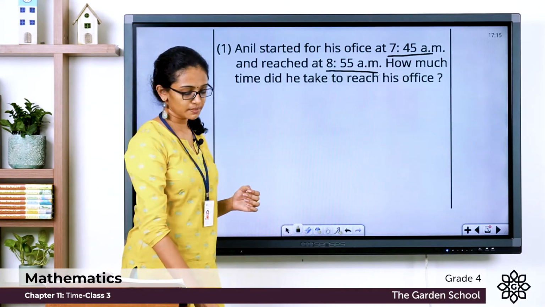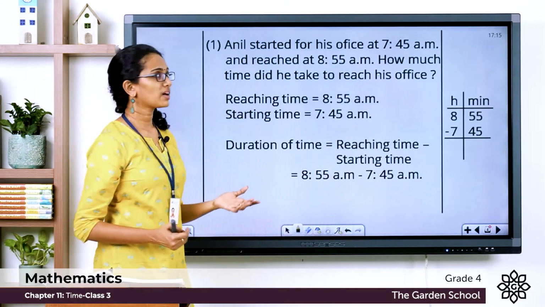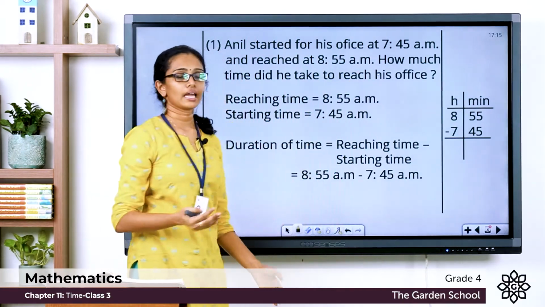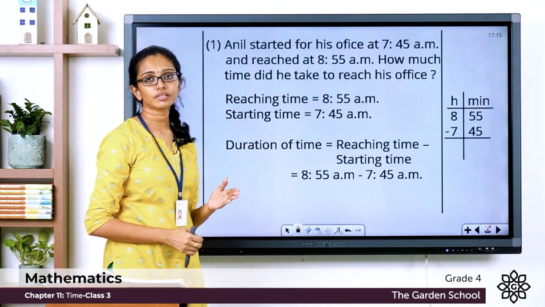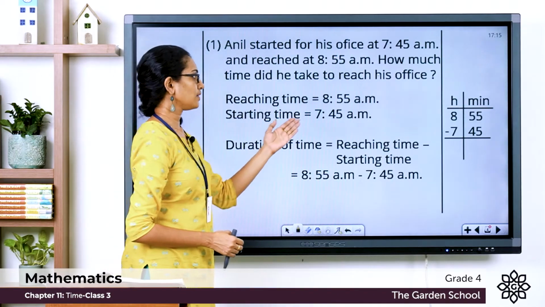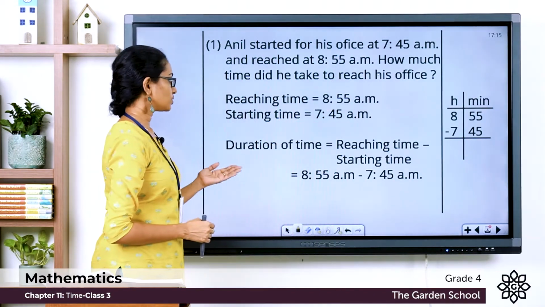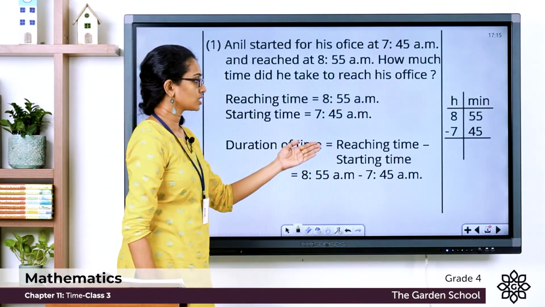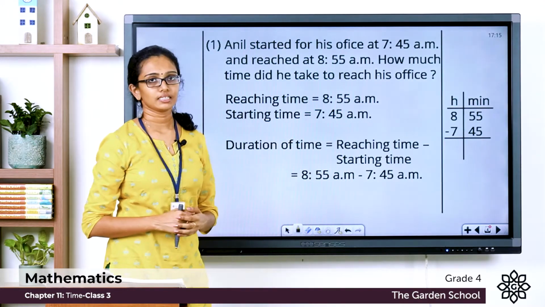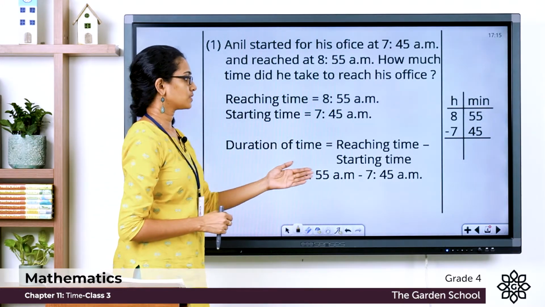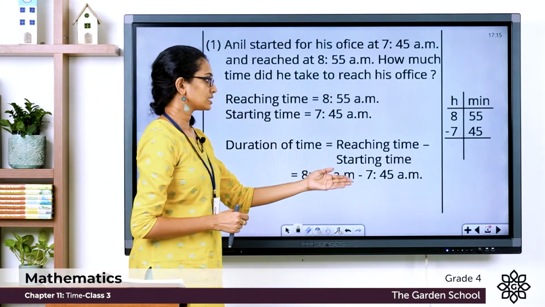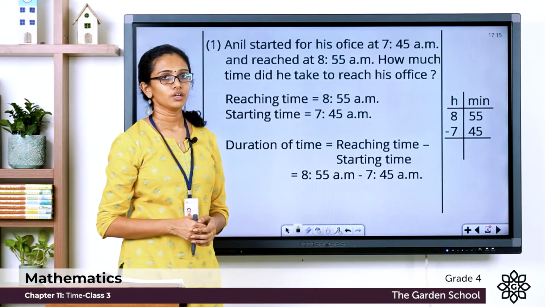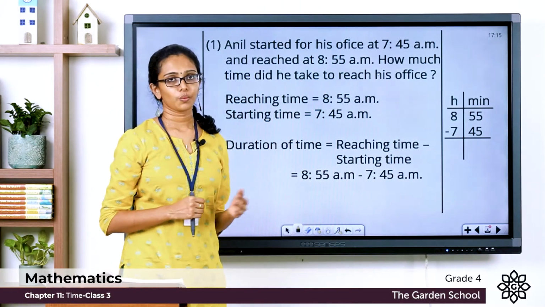Let's see the steps. The reaching time is equal to 8:55 a.m. and the starting time is equal to 7:45 a.m. Now, the duration of time is equal to the reaching time minus starting time, which is equal to 8:55 a.m. minus 7:45 a.m. So, let's do the subtraction in the working column.